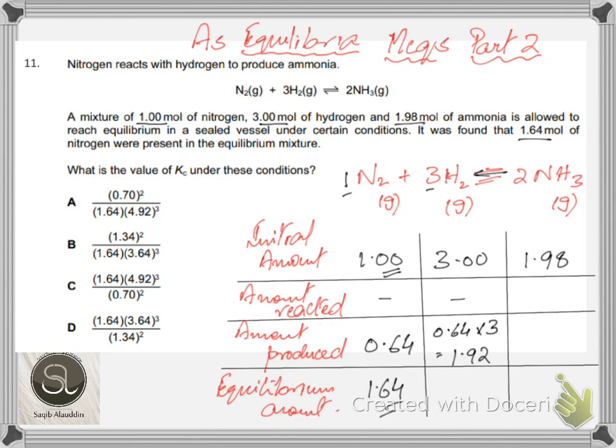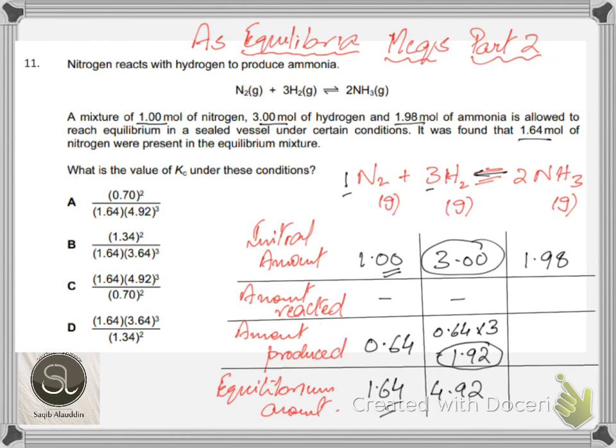So what is the amount of hydrogen at equilibrium? If initially you had 3 moles and 1.92 was produced, you add them up, they become 4.92. So you have 4.92 moles of hydrogen at equilibrium.